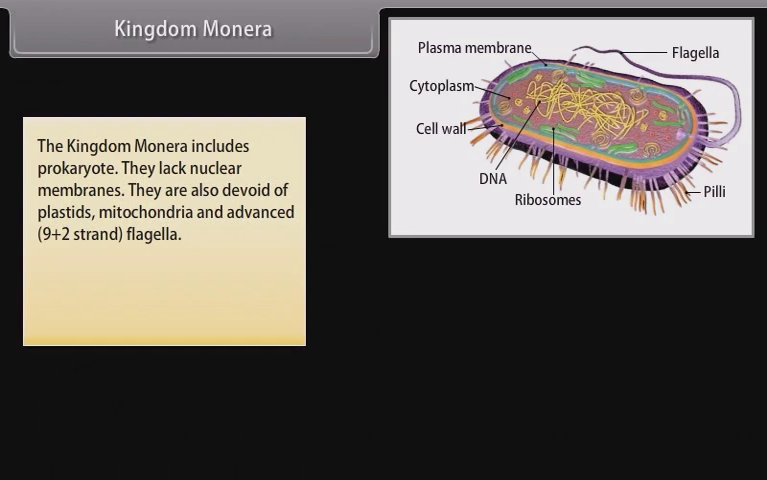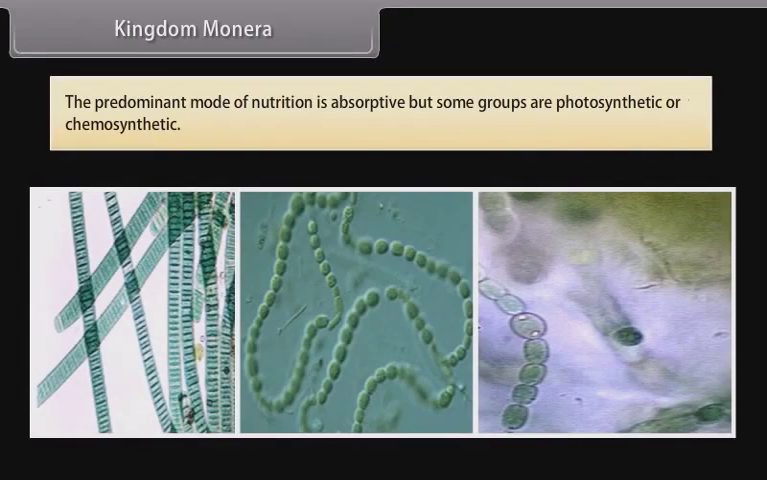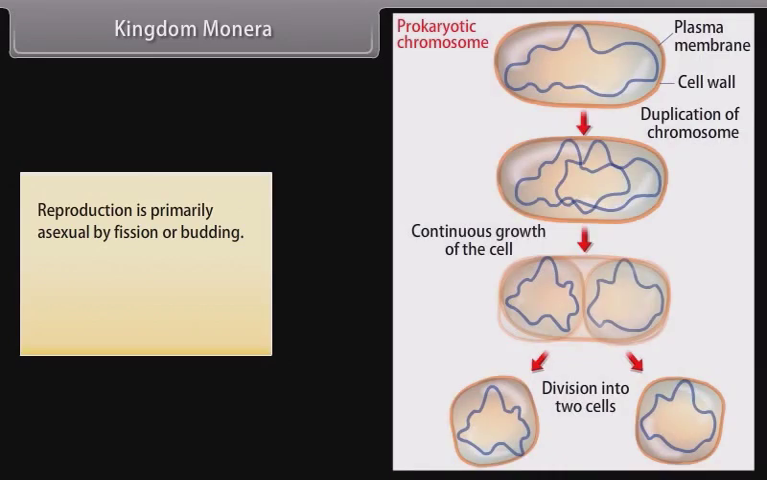Kingdom Monera. The kingdom Monera includes prokaryotes. They lack nuclear membranes. They are also devoid of plastids, mitochondria, and advanced 9+2-strand flagella. Monera cells are microscopic. They are typically unicellular organisms. The predominant mode of nutrition is absorptive, but some groups are photosynthetic or chemosynthetic. Reproduction is primarily asexual by fission or budding. Protosexual phenomenon also occurs.